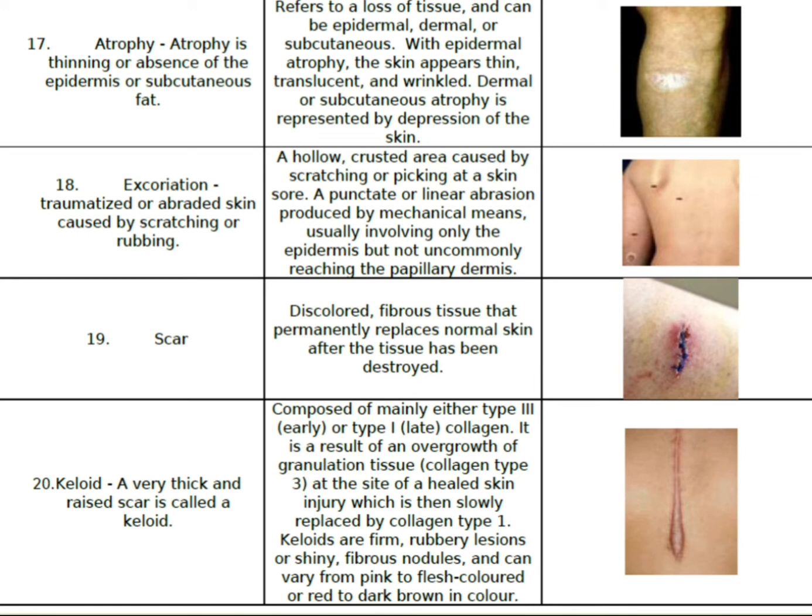20. Keloid. A very thick and raised scar is called a keloid. It's composed of mainly either type 3 early or type 1 late collagen. It is a result of an overgrowth of granulation tissue, which is composed of collagen type 3, at the site of a healed skin injury, which is then slowly replaced by collagen type 1. Keloids are firm rubbery lesions or shiny fibrous nodules and can vary from pink to flesh-colored or red to dark brown in color.